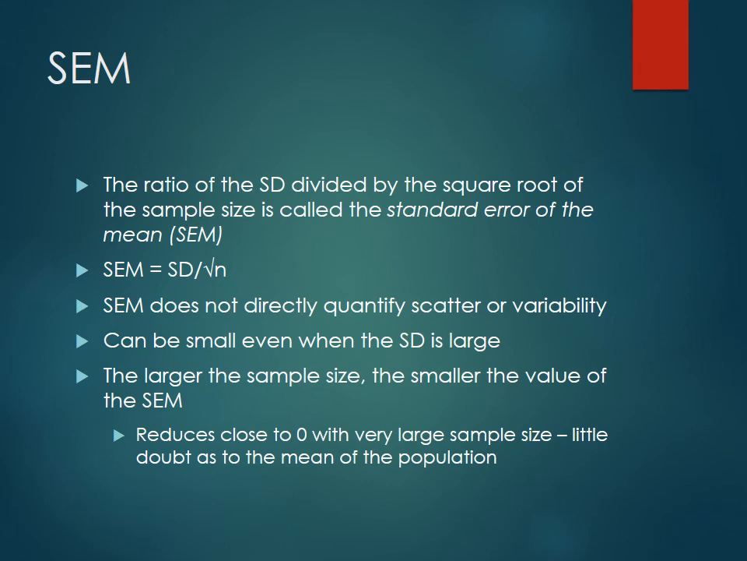Okay, the next thing we'll look at is the standard error of the mean. This is the ratio of the standard deviation divided by the square root of the sample size. What the standard error of the mean is telling us is how close our mean, the value we have as our average, is to the population average. It gives us some degree of error in that. So you just take your standard deviation divided by the square root of n, and n is your sample size, the number of observations you have. It's not directly quantifying the scatter or variability of the data. It's telling us how close our mean is to the actual population average.